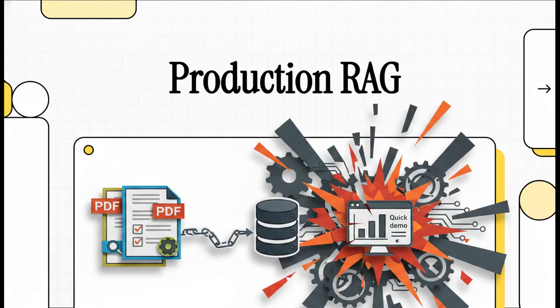Welcome to this explainer. Look, we need to completely shatter the illusion that building a retrieval augmented generation, or RAG, system is as simple as chaining together a few PDFs, spinning up a local database, and showing off a quick demo. I mean, getting that weekend demo right is surprisingly easy, but getting it right in production, that's an entirely different beast, and that's exactly what we're tackling today.